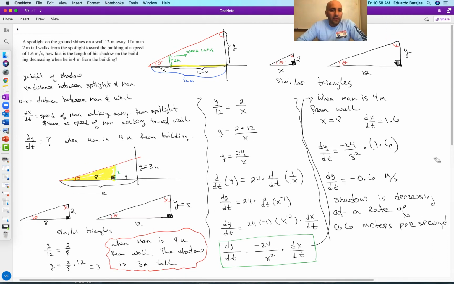Okay, so when the man is walking toward the wall, he's 2 meters away from the building. We know he's going to cast a shadow that is 3 meters tall. And at that particular point in time, that shadow will be 3 meters tall, but decreasing, and decreasing at a rate of 0.6 meters per second.